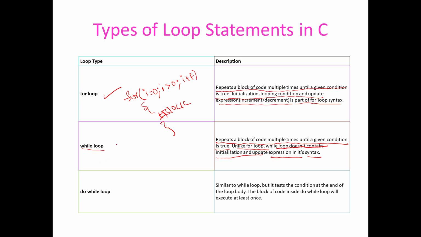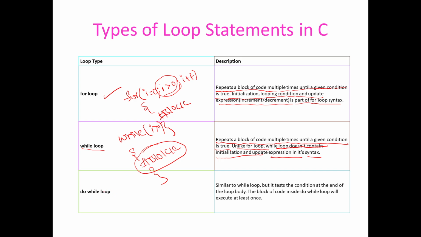But when we come to the while loop, see here, while, here only the condition is there. This is the simple condition, while i is greater than 0, and here the block will be open. If this particular condition is satisfied, this block will be executed, otherwise this block will not be executed.